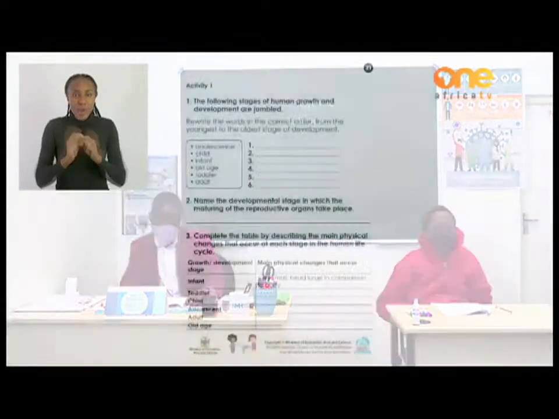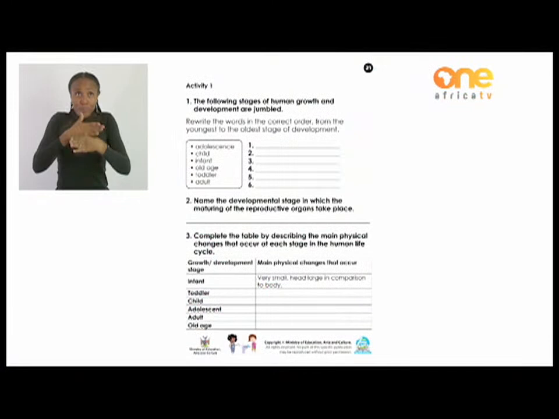Let's go to page 21, activity 1 for the day. Question 1. The following stages of human growth and development are mixed up. Now, we want you to rewrite the words in the correct order from the youngest to the oldest stage of development. You have them on the left, all of them written down. Now, we want you to write them in order from which one comes first in somebody's life until the last one.